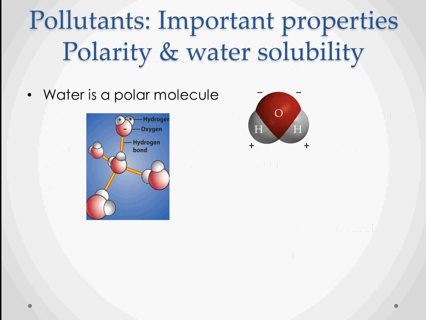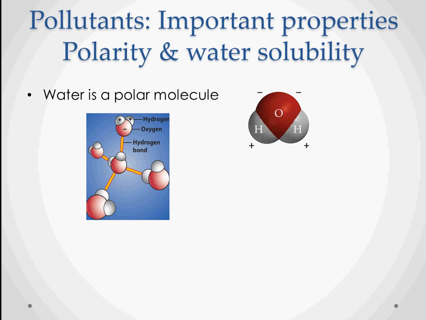Okay, so polarity and water solubility. This is getting back towards a little bit more of your chemistry, and this is what will help us figure out what different pollutants are going to do. We can predict: are they going to dissolve in water, or are they going to form a different layer, or just sit there as a solid?